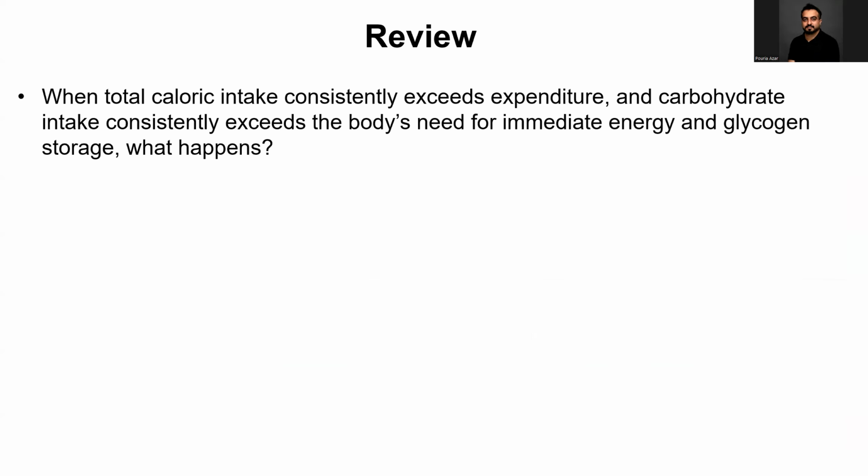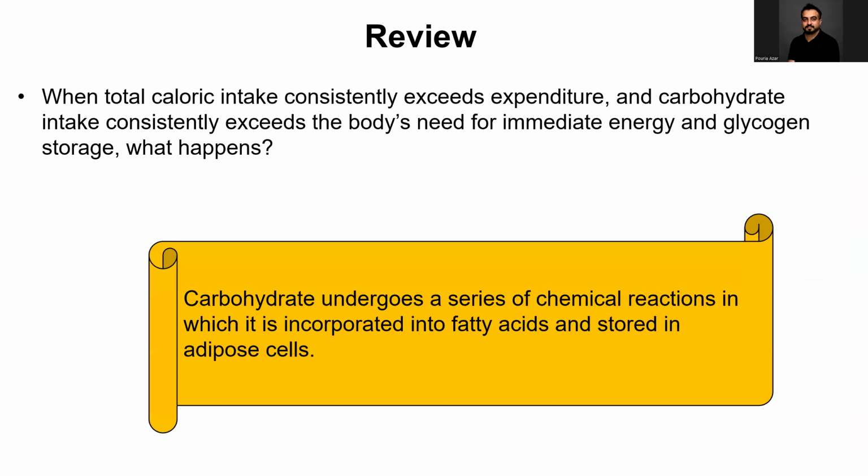When total caloric intake constantly exceeds expenditure, and carbohydrate intake constantly exceeds the body's need for immediate energy and glycogen storage, what happens? Carbohydrate undergoes a series of chemical reactions in which it is incorporated into fatty acids and stored in adipose cells. This is what happens to carbohydrate if we exceed the intake of carbohydrate but don't burn or use it.